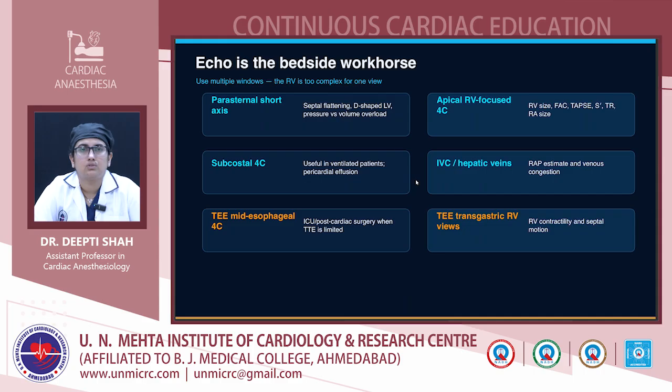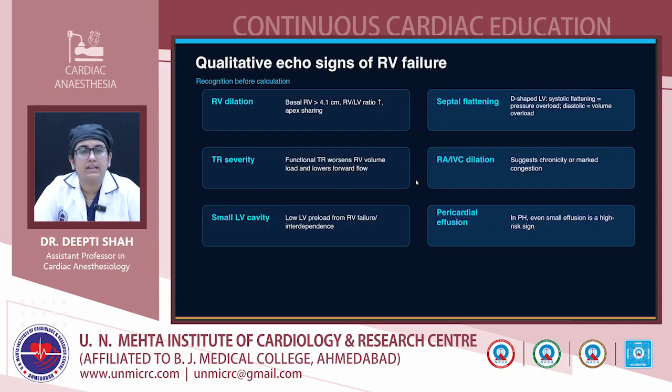So the qualitative echo signs of RV failure include RV dilatation. Here we measure the basal RV diameter, and if it is more than 41 mm, it might point towards RV dilatation, which might be happening because of some RV dysfunction. It is just a clue and not a specific indicator pointing towards RV dysfunction.